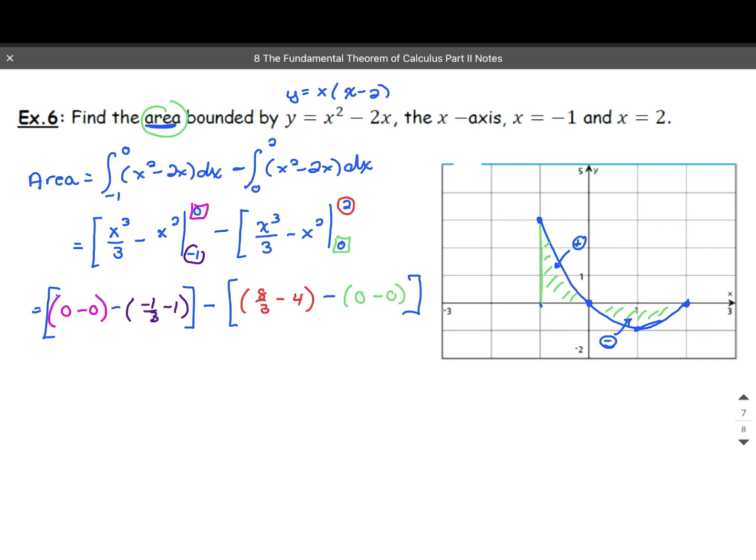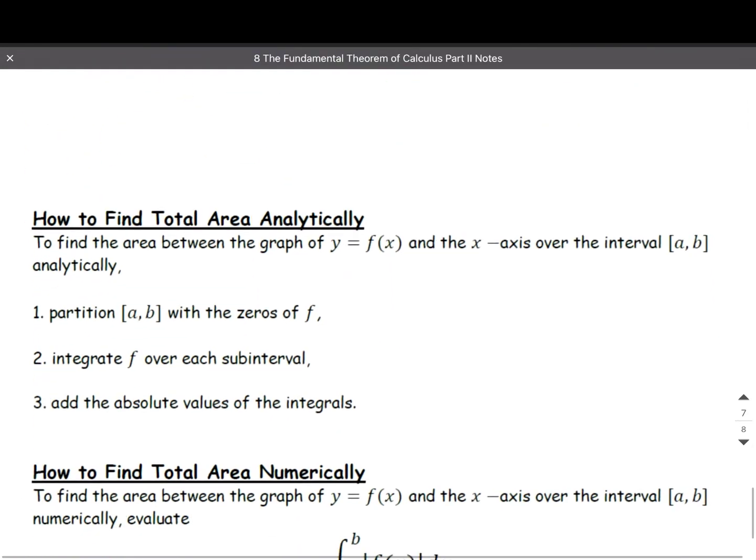All right, now what do we have here? So this all is 0. We have the negation of negative 1/3 minus 1. That's a negative 4/3, so this makes it positive 4/3 minus, and then we have 8/3 minus 4/3. Now 4/3 is 12/3, so 8 minus 12 is a negative 4/3, but 2 negatives makes a positive, and now we have 8/3 is the area. So 8/3 is the actual area. Awesome. Now just a couple things here.